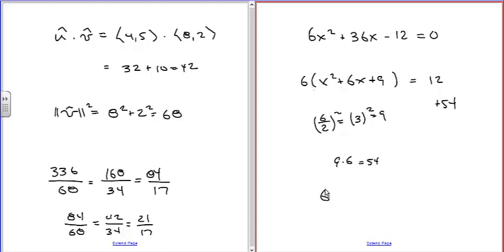And then you can replace this polynomial with a complete square, which is x plus 3 squared is equal to, and then add these two numbers together, which is 66. And that's what I'm looking for, just at that point.